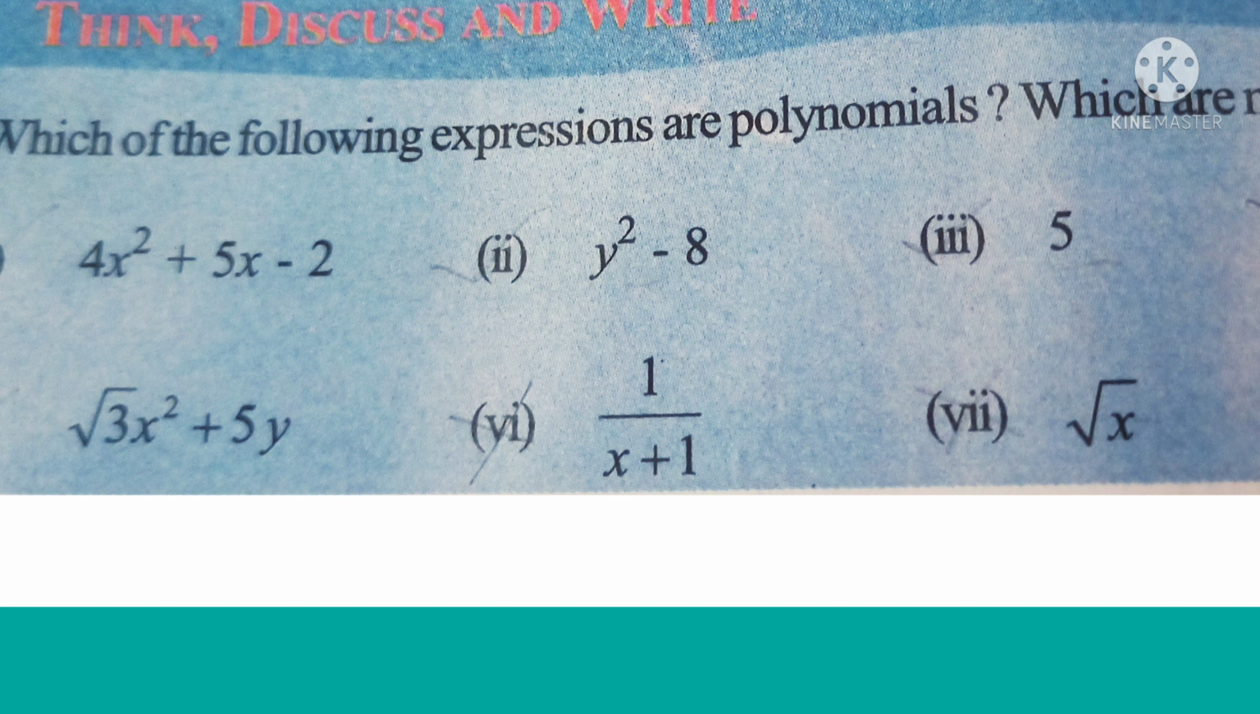Students, observe this picture. Think, discuss and write. Which of the following expressions are polynomials, which are not? The first expression is 4x square plus 5x minus 2. In this expression, there are no negative integers as exponents. So the first one is a polynomial. Second one also, y square minus 8, is a polynomial. What about the third one? The third one is only 5. 5 is a constant polynomial. And the fourth one, root 3 x square plus 5, is also a polynomial.